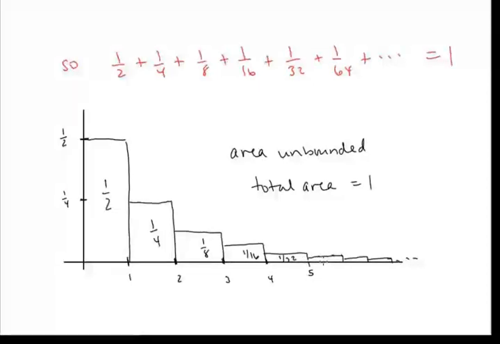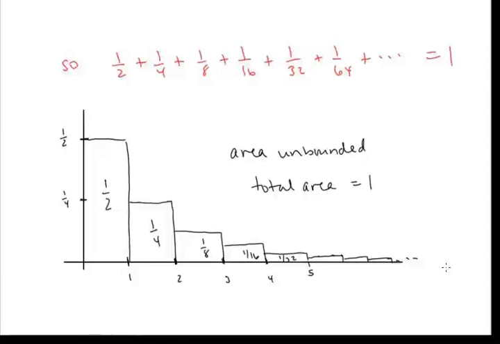So it's the same set of numbers that we're adding up here, we're adding up for the area. So this area, including all of the rectangles, is unbounded, because we can keep doing this as x goes towards infinity, but we know that that total area is equal to 1. So that means we could take one square unit of carpeting and cover this entire thing. So we have an unbounded area that has a finite measure. Area is equal to 1.